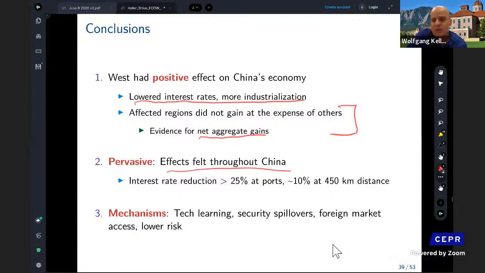And the size of the interest rate reduction is larger than 25% at the ports themselves, but even at 450 kilometers of distance, it's still in the order of a 10% reduction compared to regions that are not affected. The mechanisms that we think played a key role are technology spillovers, technology learning, especially associated with these foreign firms, and security spillovers, in the sense that there's evidence of lower interest rates even though there's not much evidence of changes in supply and demand, and foreign market access changes played a role. So that's it. Thanks very much, and I'd be happy to discuss further issues.